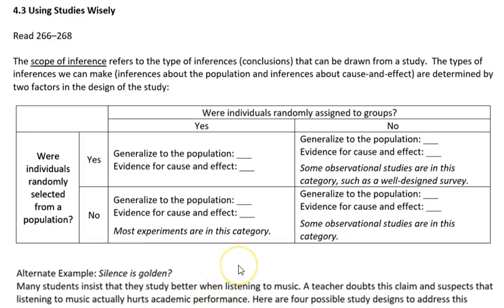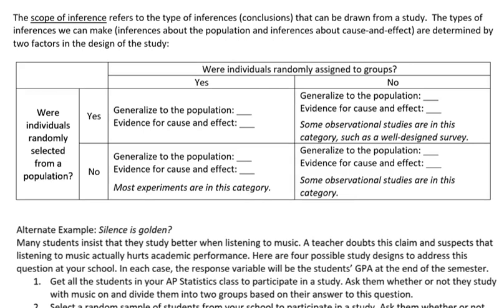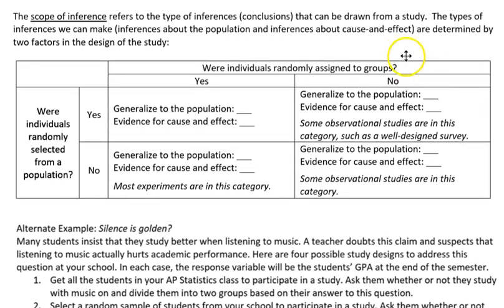In section 4.1 we talked about sampling, surveys, and that sort of thing. In section 4.2 we talked about observational studies and experimental design. In section 4.3 we talk about how we can interpret the results of different types of experiments and studies, and also some ethical considerations. So let's first of all talk about how we can interpret the results.